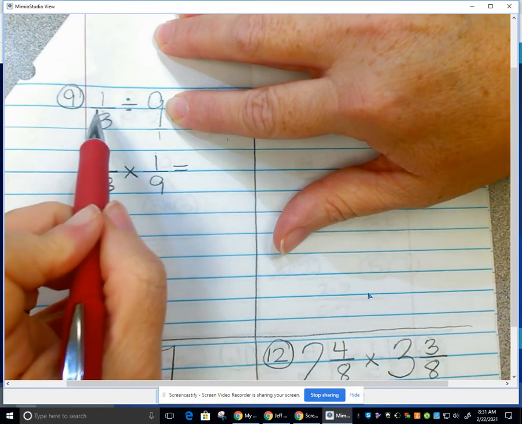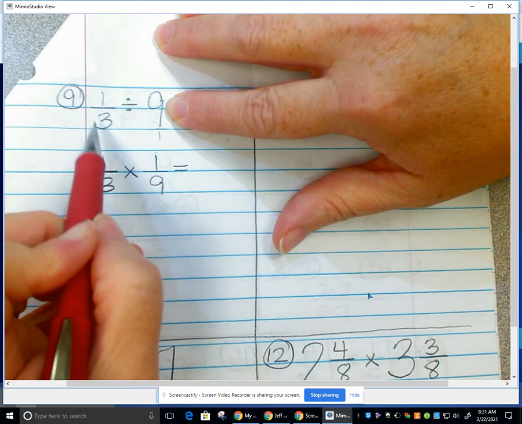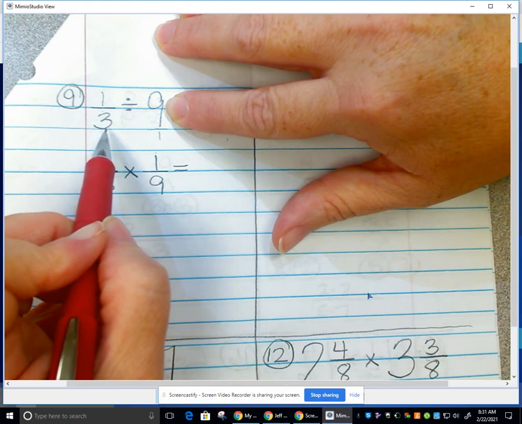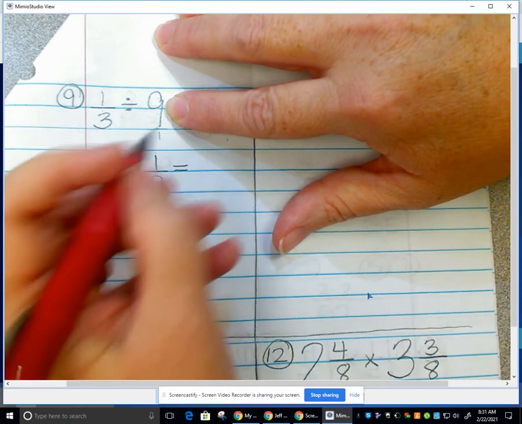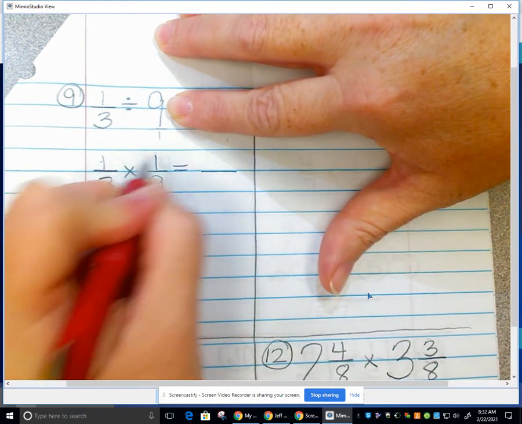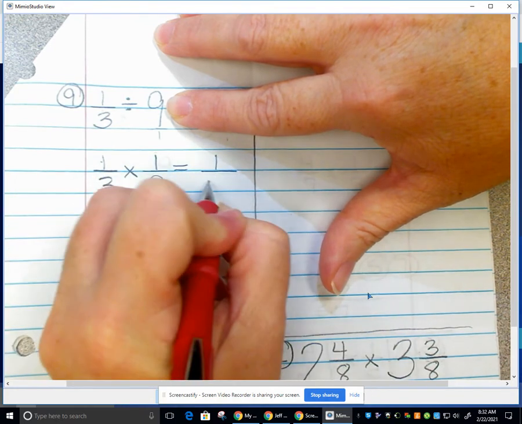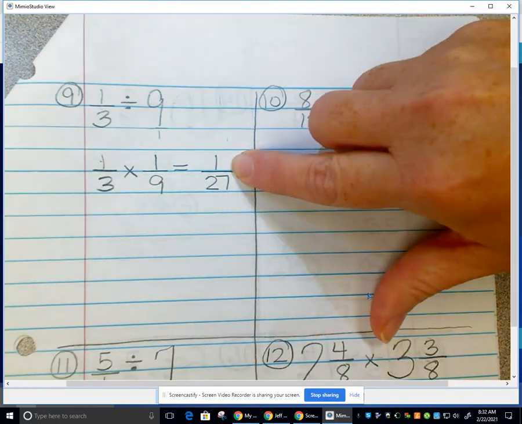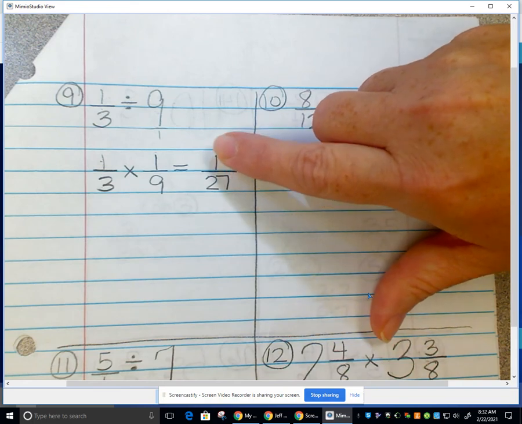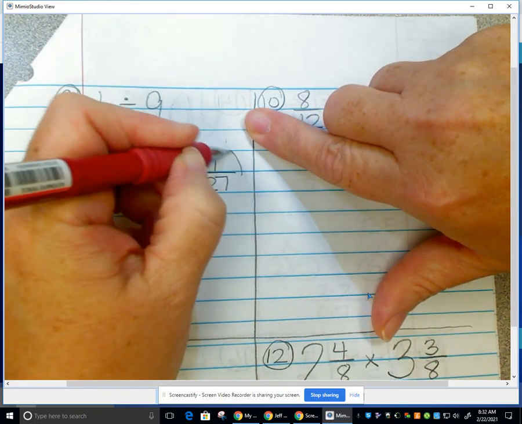Now let's look at the original problem. It's starting with a fraction. So what will my answer be? My answer will be a fraction. 1 times 1 is 1. 3 times 9 is 27, and that's my final answer. It is in simplest form because it has a 1 as a numerator, 1 on top.